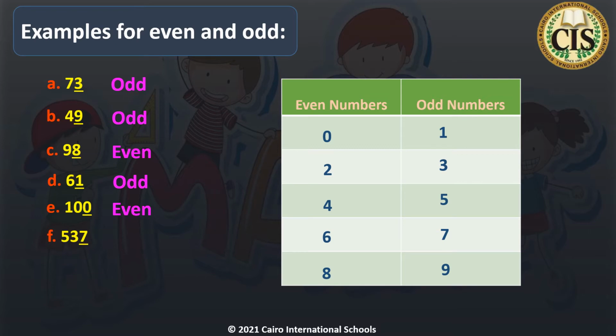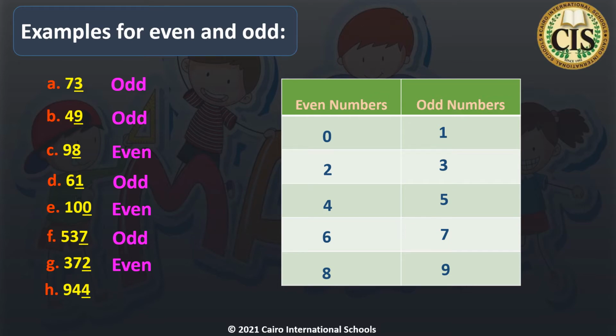The next one. 537. Look at 7, the ones digit. 7 is an odd number, so the whole number will be odd. Let's move to the next one. 372. Look at 2, the ones digit. Yeah, 2 is an even number, so the whole number 372 will be even. The last one.